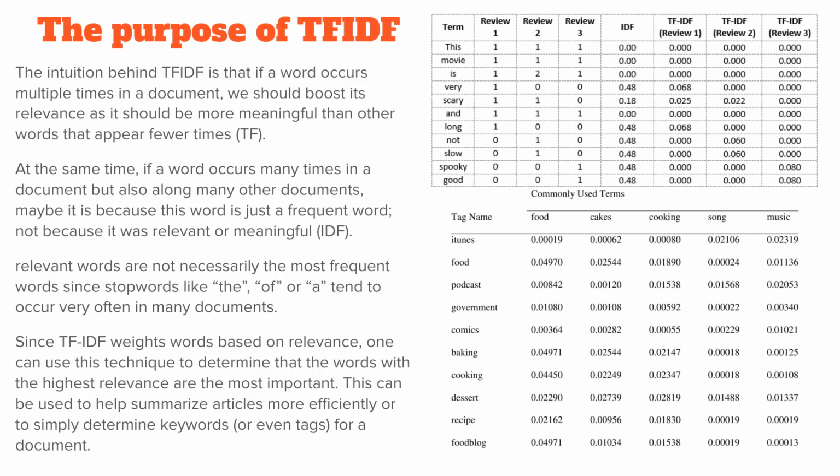And one can use this technique to determine that the words with the highest relevance are the most important. This can be used to help summarize articles more efficiently, or simply determine keywords for a document.